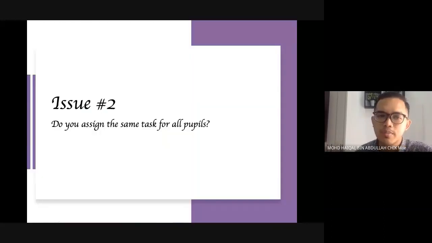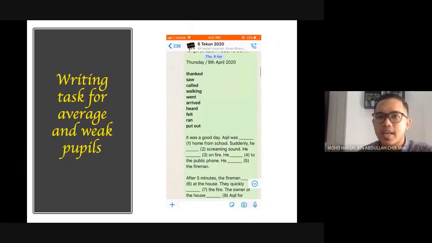Okay, issue number 2, do you assign the same task for all the pupils? The same writing task. Actually, I give different writing tasks for average and also weak pupils.